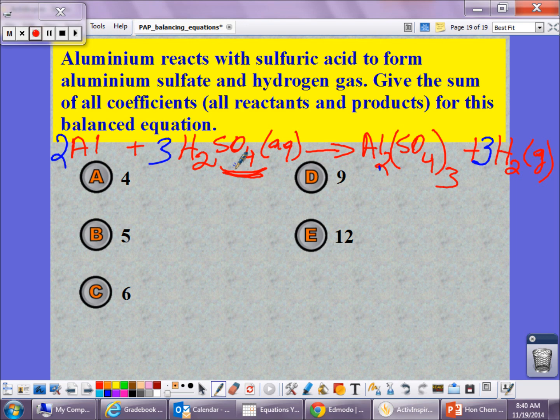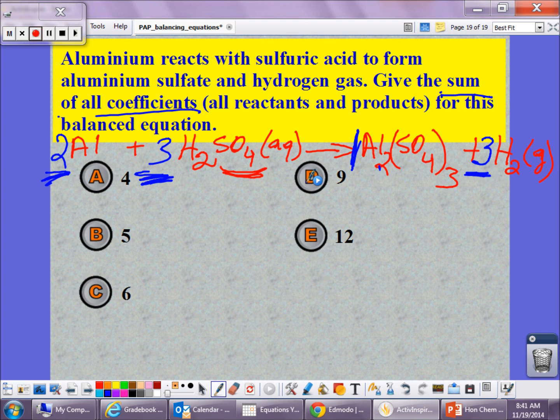Okay, the question was: aluminum reacts with sulfuric acid to form aluminum sulfate and hydrogen gas. Give the sum of the coefficients. The sum is 2 plus 3 plus 1 gives me 6, plus 3 gives me 9. The sum of the coefficients is 9 and I'm done.